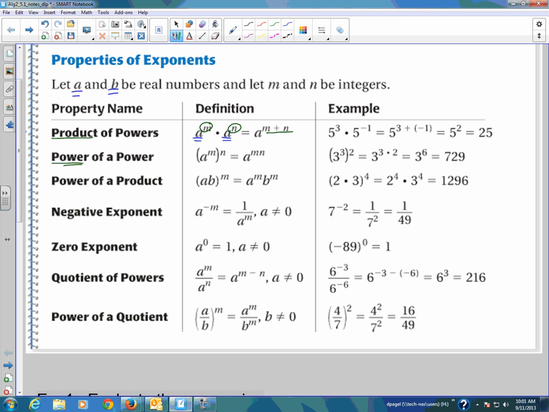Unlike our product of powers, with the power of a power we end up with just one base, and then I have two exponents multiplying together. So when I see one base in parentheses with another exponent, I'm thinking about this power of a power, where I'm going to be taking the product of my exponents versus the sum of my exponents. The next one, power of a product. Now we have multiple bases being raised to the same power. In this case, that means we raise everything inside of the parentheses to the power of m. So a gets raised to the power of m, b gets raised to the power of m. We end up with that.